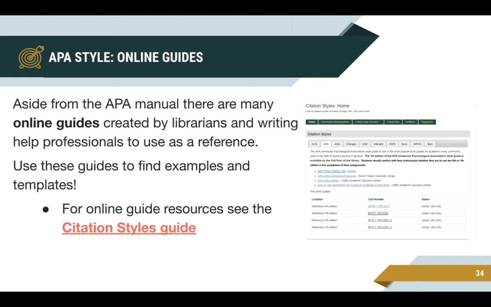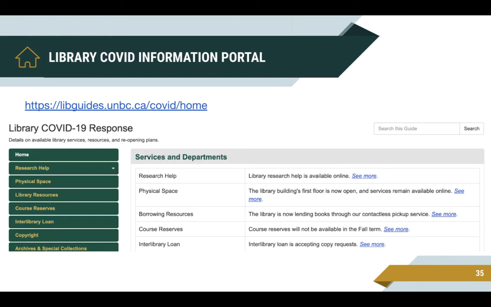So aside from the actual manual, which we have physical copies of at the library, I typically recommend looking to an online guide created by librarians and writing help professionals to use as a reference. Often you just need to know the type of material that you're citing and then look for an example to use as a template. That can be a lot quicker than looking through the entire manual, especially for smaller assignments such as this.